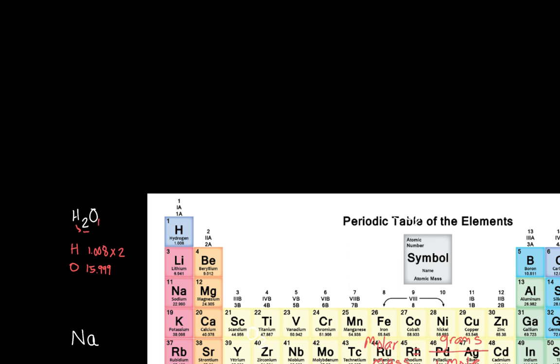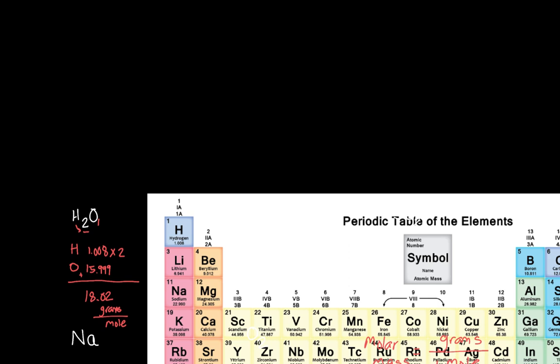We don't write ones in chemistry. And then what we can do is multiply the 1.008 times 2, and then add it to the 15.999. And what we'll get is 18.02 grams. And this is per mole. So if you had a mole of water, it would have a mass of 18.02 grams.